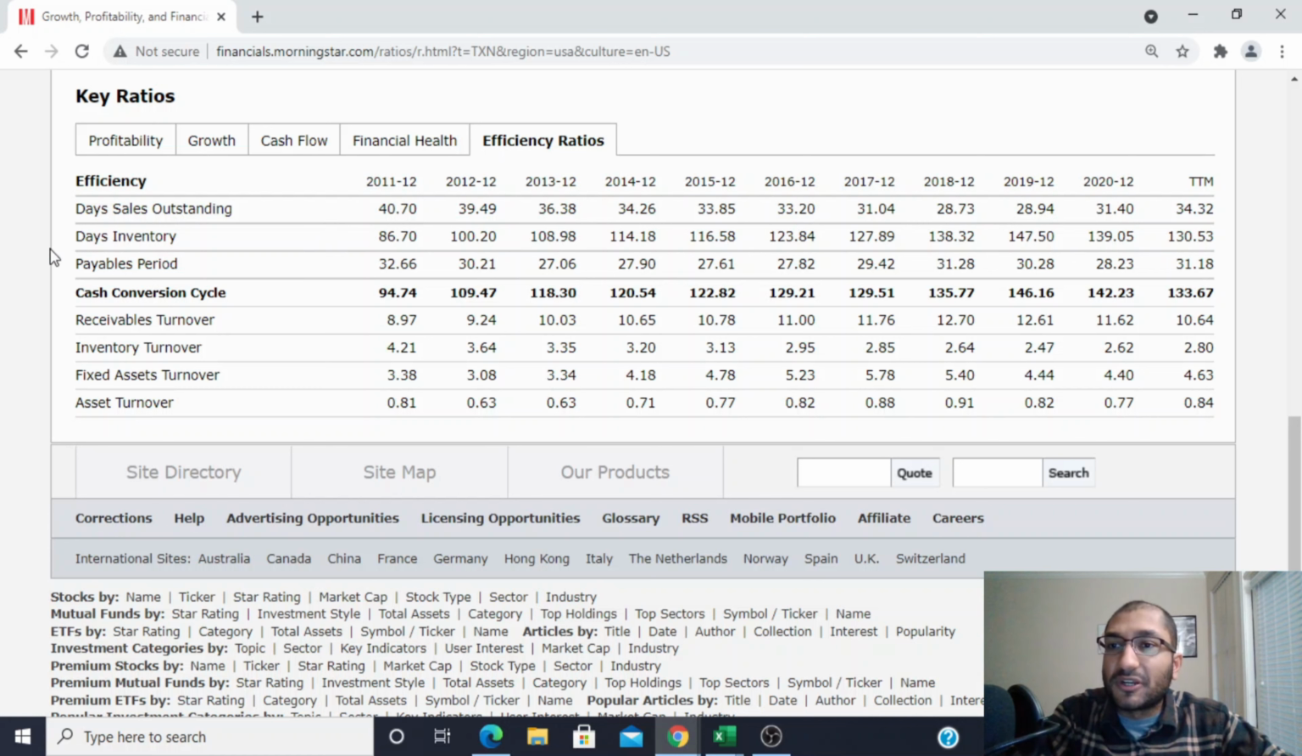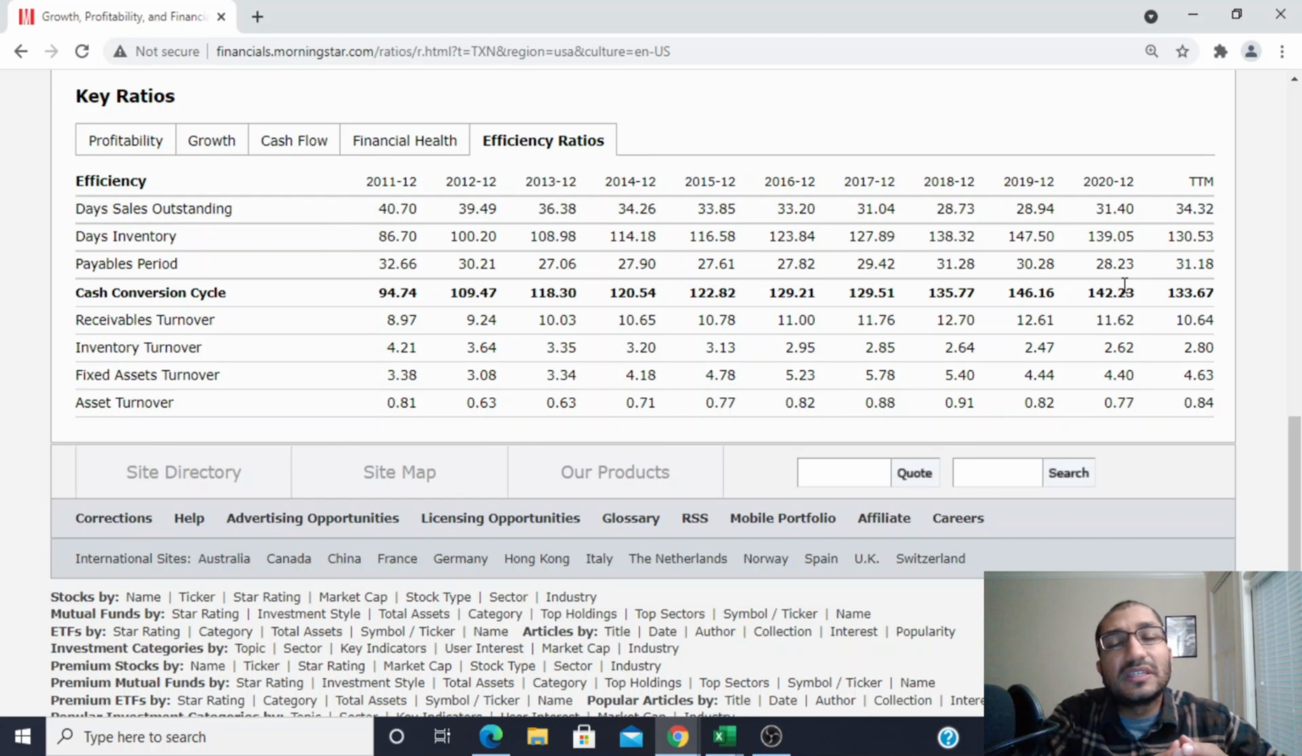Next, looking at the payables period, this number gives us an idea of how many days TI takes to pay its suppliers. Back in 2011, the company's payables period was about 32.66 days, and for the year 2020, it's about 28.23 days. Ideally, we want the company's payables period to be staying steady or decreasing, which is what we're seeing in the case of TI.